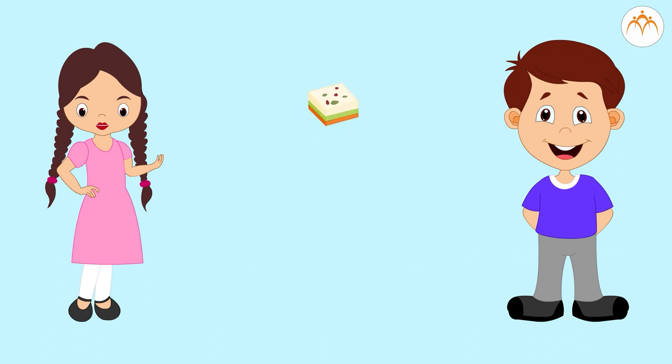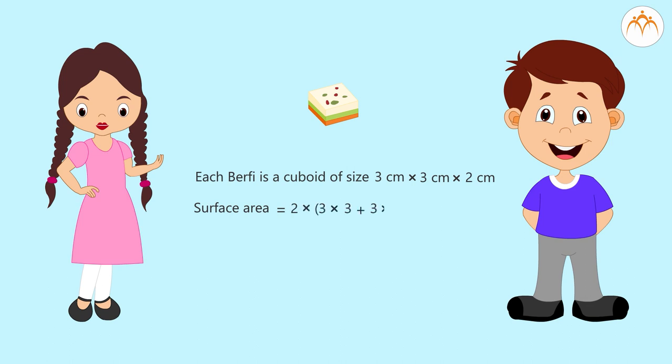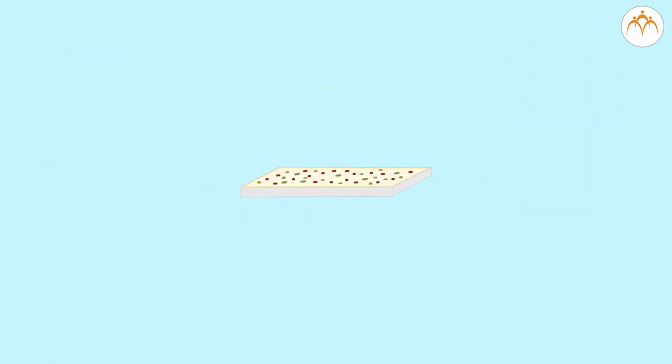Each burfi is a cuboid, 3 cm by 3 cm by 2 cm. Surface area equals 2 times the bracket 3 into 3 plus 3 into 2 plus 3 into 2, which gives 42 square centimeters. Can someone tell me, if the box is full with burfi, no space left, and has thickness of 0.5 cm, what will be its surface area? Look at the figure, find out the length, breadth and the height. Rest is simple.